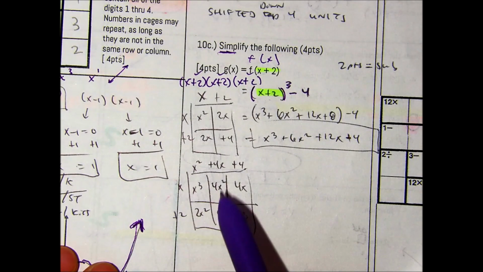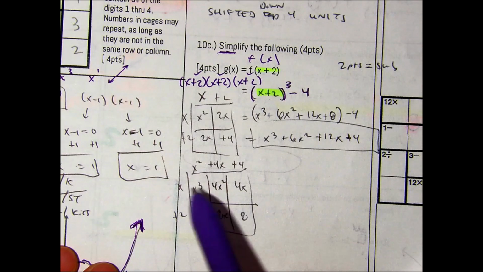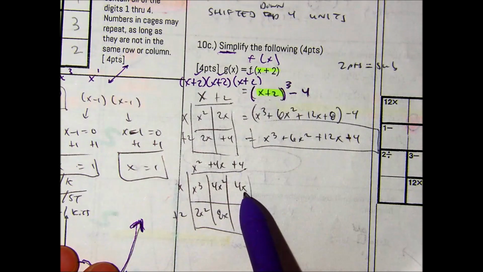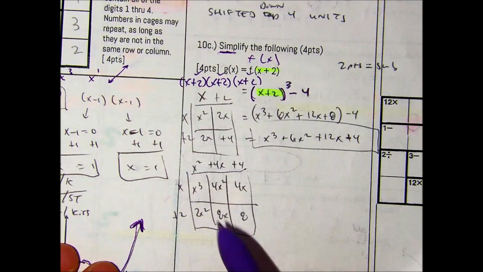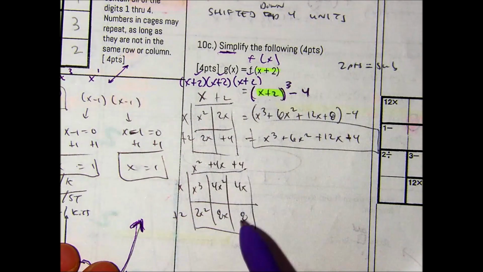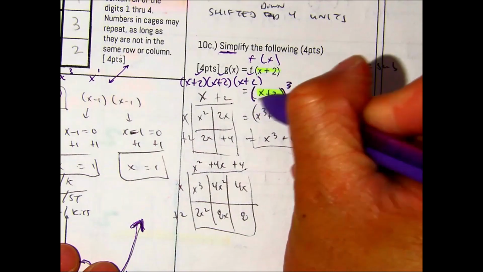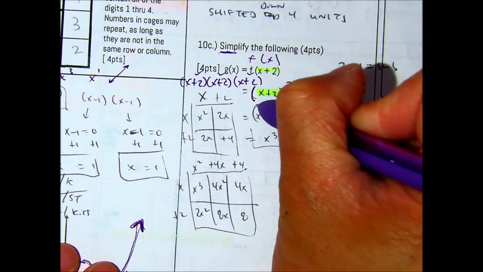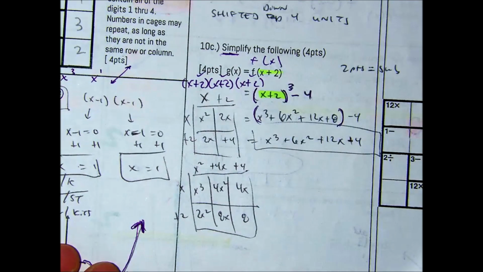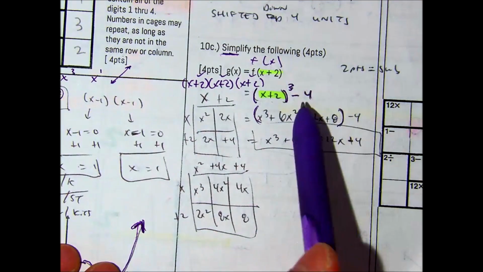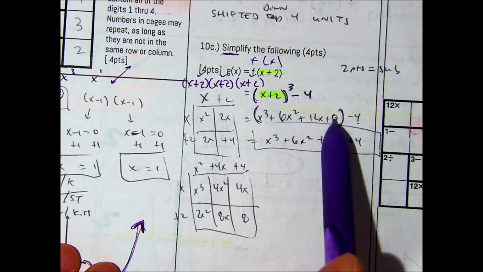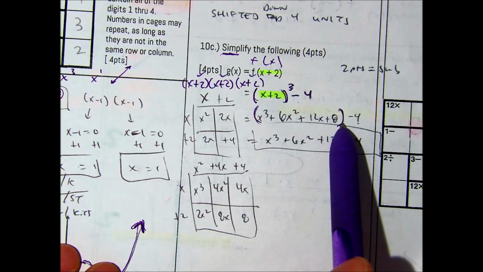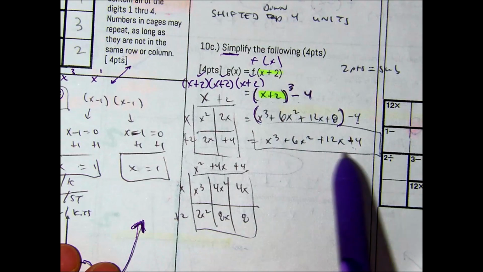X times 4x is 4x squared. X times 4 is 4x. X squared times 2 is 2x squared. 2 times 4x is 8x. And 2 times 4 is 8. When I multiply x plus 2 3 times, I get this as my answer. Now, this was a common mistake for getting that negative 4. Well, do I need the parentheses with that minus 4? The answer is no. 8 minus 4 is 4, and this is your answer.